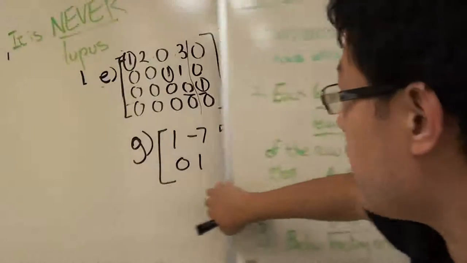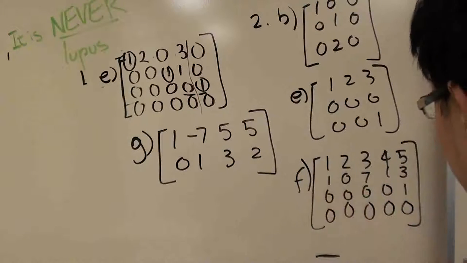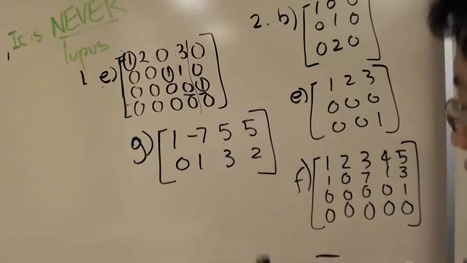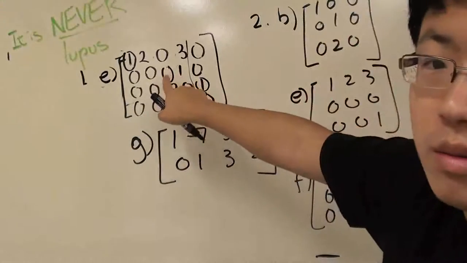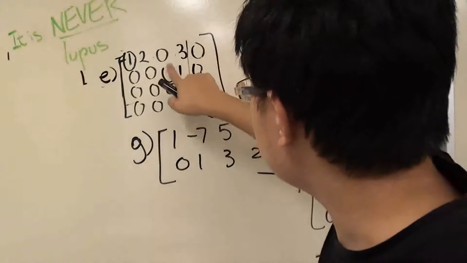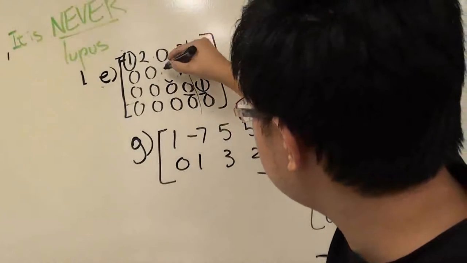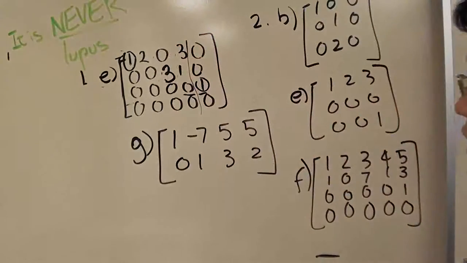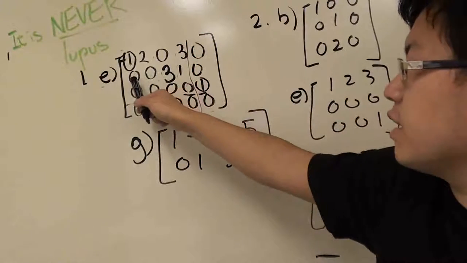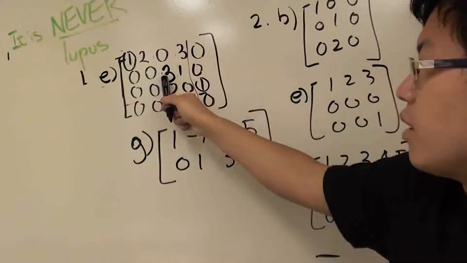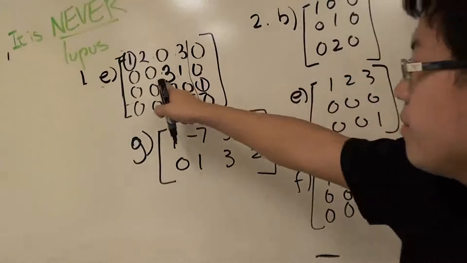Like for example, there's no good example here, but let's say there was. I don't want to spoil these questions yet. So let's say I change this middle one to, that was bad oversight, but let's say this was 3, right? So is it still a leading coefficient? Yes, because it's a non-zero number farthest to the left, right? Because of that, it's still echelon form.